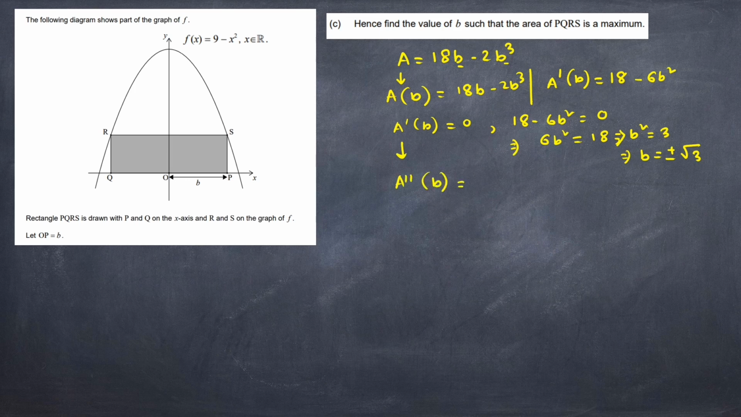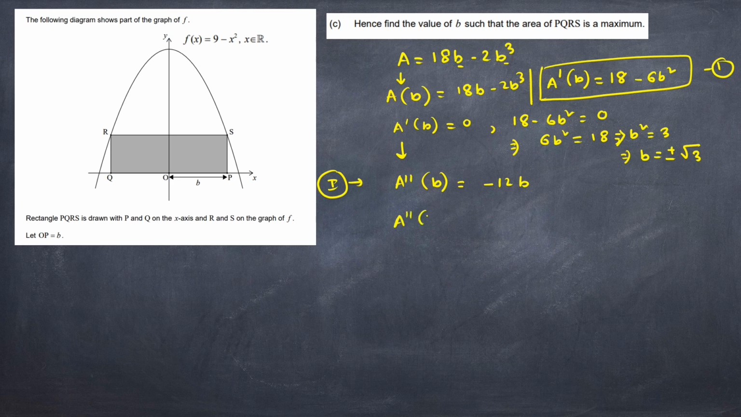So A double dash B is equal to A dash B is equal to 18 minus 6B square. This is the equation number 1. We will use equation number 1 here. So for A dash B it will be minus 12B. From here 6 into 2, 12, so minus 12B. Now we will check A double dash. We will check the double derivative to find out the maximum value.